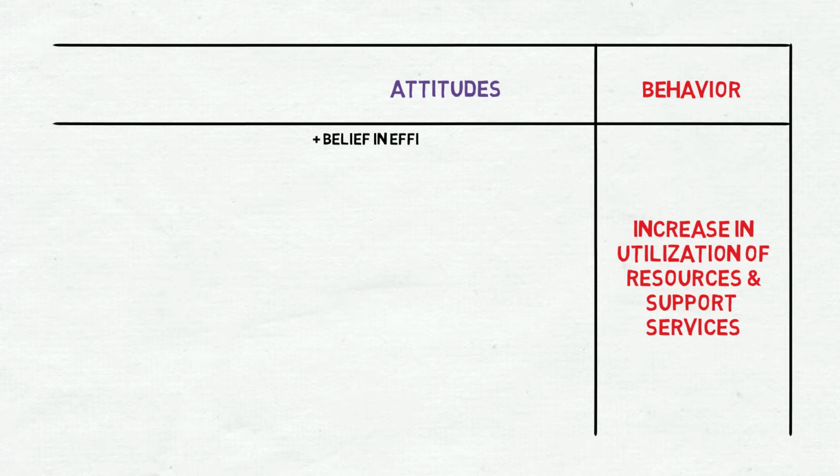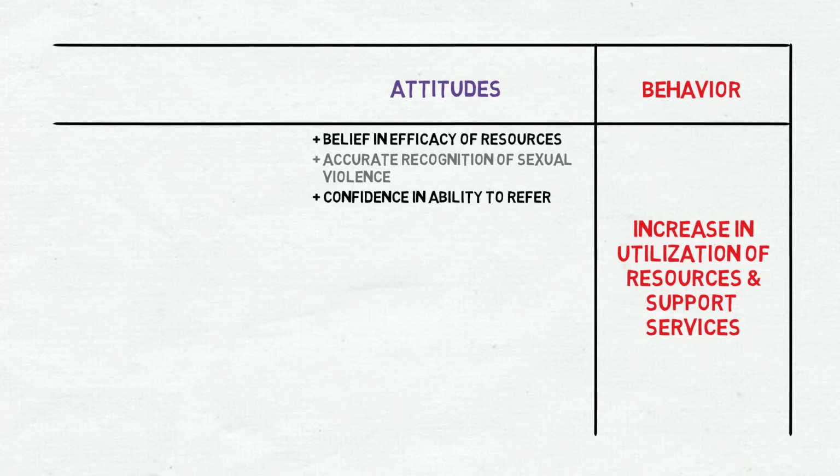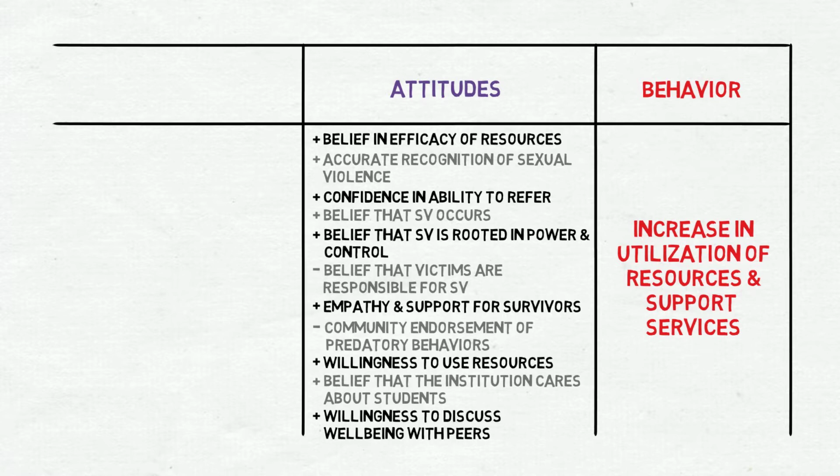Let's use the first behavior, increase in utilization of resources and support services, as an example. What attitudes and beliefs impact whether a student will access resources? Some don't believe the resources are helpful. Some don't even recognize what happened to them as sexual violence. Some are worried about a friend who experienced violence but don't have confidence in their ability to refer that friend to resources. Then we asked, what knowledge and skills would students need to change those attitudes?